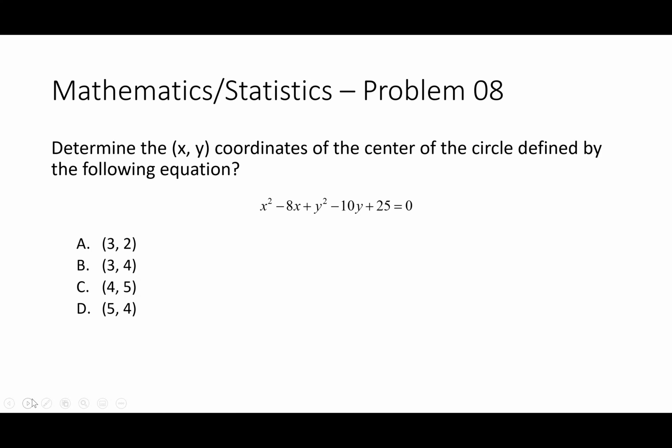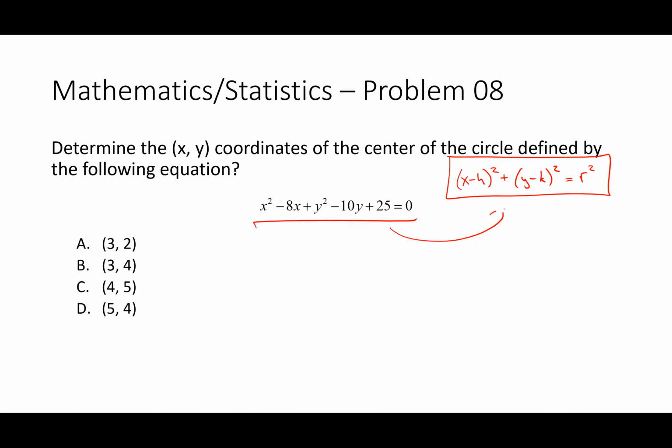All right, some more analytic geometry. The equation of a circle. Determine the coordinates of the center of the circle defined by the following equation that you see right here. Okay, this involves completing the square. First off, the equation of a circle: x minus h squared plus y minus k squared is r squared. This is the equation of a circle. Okay, so what we need to do is get this equation in that format.